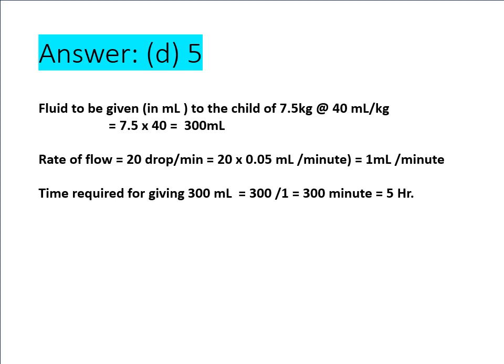Rate of flow of administering the fluid is 20 drops per minute, that is 20 into 0.05 ml per minute, that is 1 ml per minute. Now time required for giving the dose of 300 ml is equal to 300 by 1, equal to 300 minutes, which is nothing but 5 hours. So option D is the answer.